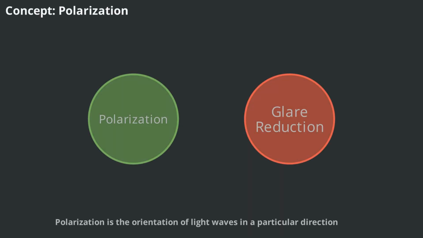Polarization is the orientation of light waves in a particular direction. Polarized sunglasses use this principle to block glare by filtering out horizontally polarized light. Polarization is also used in photography and scientific instruments to enhance image clarity and contrast.